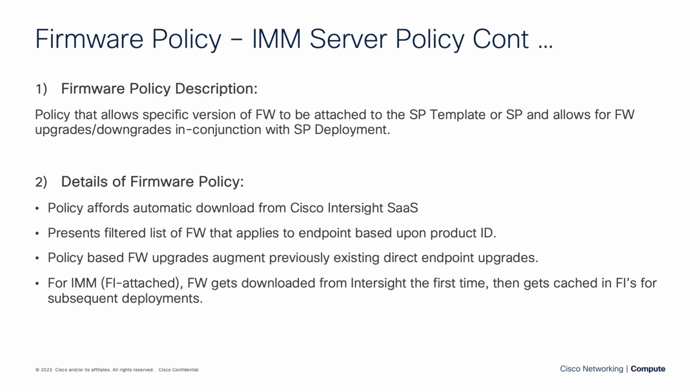The policy affords automatic download from Cisco Intersight. When you create the policy, it allows a filtered list, so it's very easy to pick. You don't have to worry about getting the wrong firmware based on the endpoint type. You see a filtered list according to what server PID you select, and then you select the version that's desired.